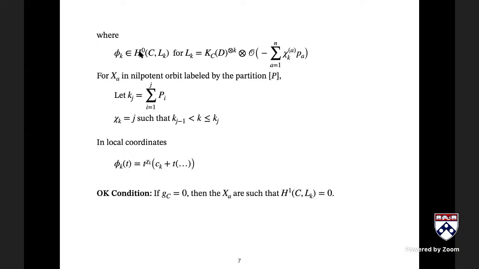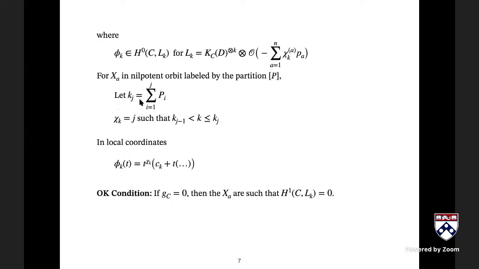So the phis are holomorphic sections of certain line bundles, which are the kth tensor power of the twisted canonical bundle of the curve. But then we demand that these sections vanish to certain orders at the marked points. The p_A are the marked points. There are little n of them. So at each marked point, we'll have a nilpotent element of the Lie algebra, and the nilpotents in the classical Lie algebras are labeled by partitions. And I can tell you the vanishing orders in terms of the data of this partition as follows.